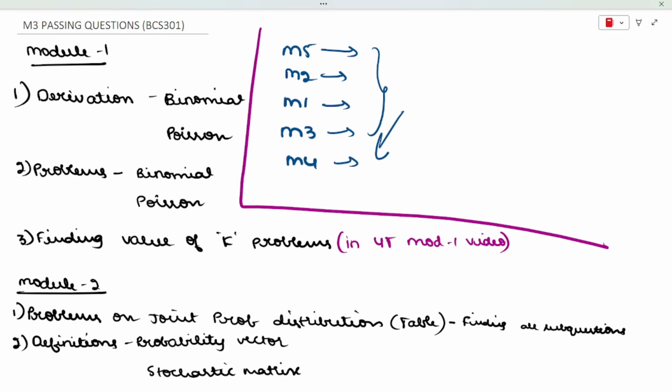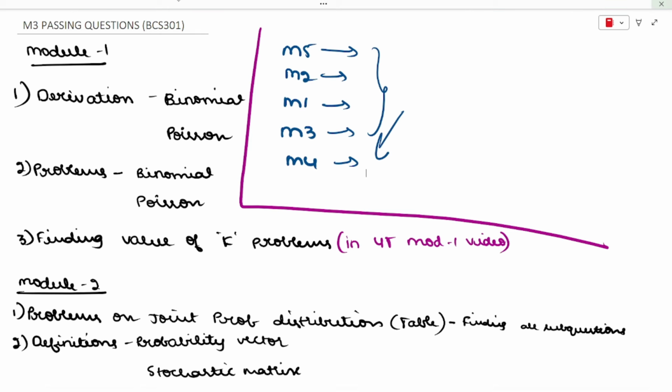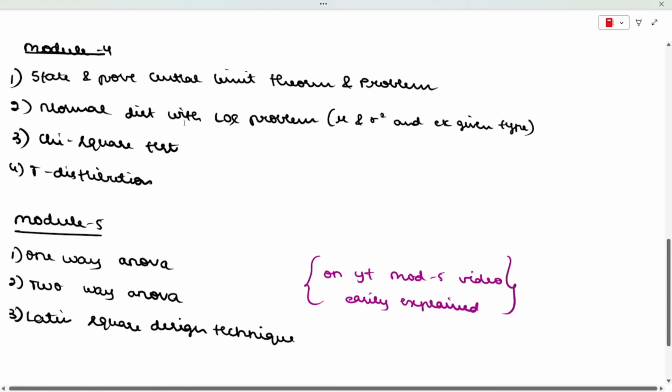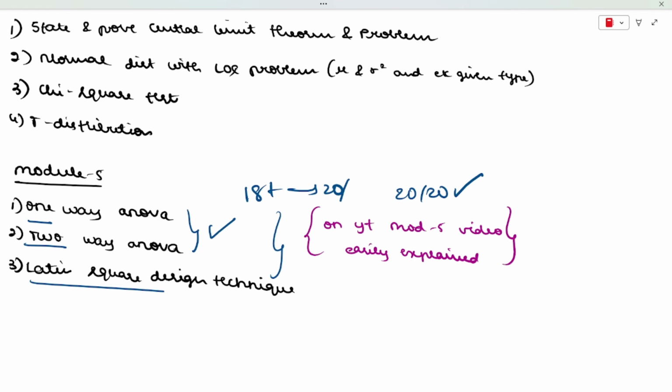Now, in module 5, what you need to study is one way ANOVA, two way ANOVA and Latin square design. If you study these three topics, you can get more than 18 marks out of 20. That means only 2 marks will be left out. If you study all three perfectly, 20 out of 20 will be confirmed. So one module is done.